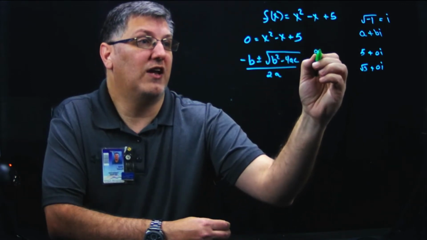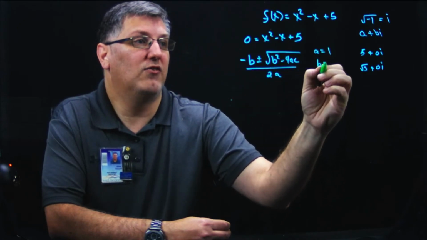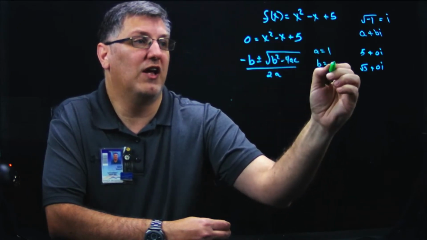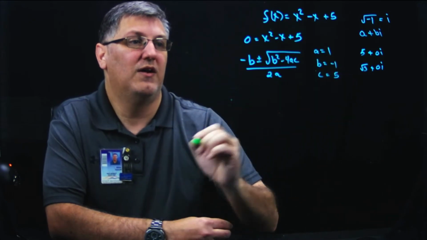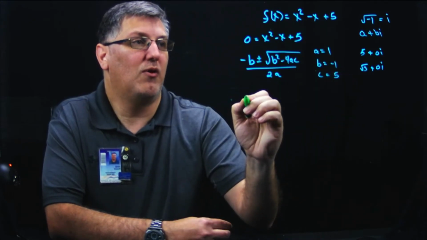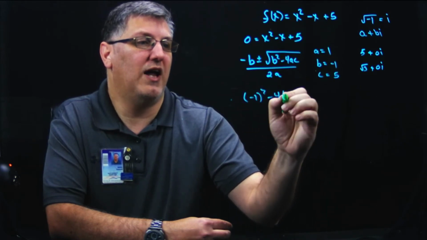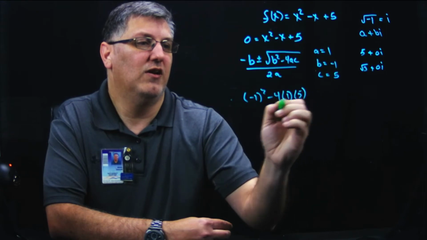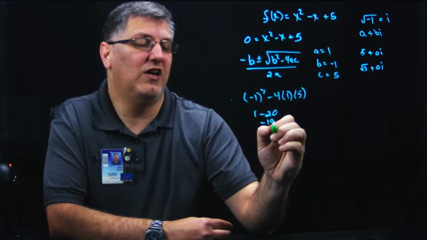Well, first, let's say a is 1. It's the number directly in front of the x squared. My b is the number and sign in front of the x, which is -1. And my c is my constant, which is a positive 5. So here we go. I'm going to have (-1) squared minus 4 times my a times my c. This gives me 1 minus 20, which gives me -19.